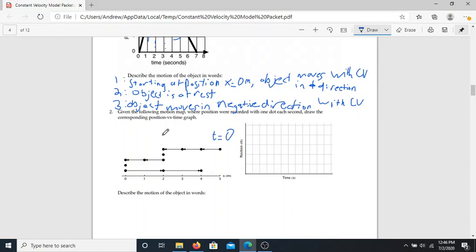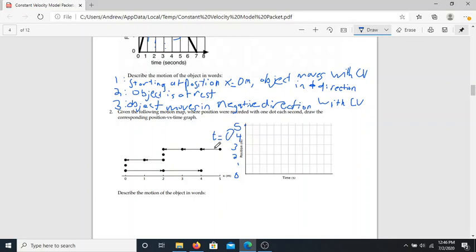With that being said, let's label this real quick. We look at this measuring tape right here, and we can see that at t equals 0, we are at 5 meters. So I'm just going to label the sides: 0, 1, 2, 3, 4, and 5 meters. To start this graph, we're going to start right here.